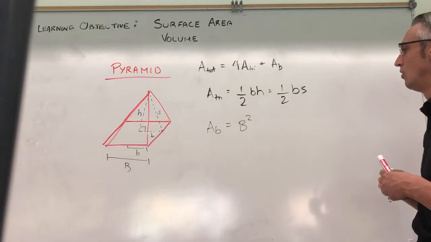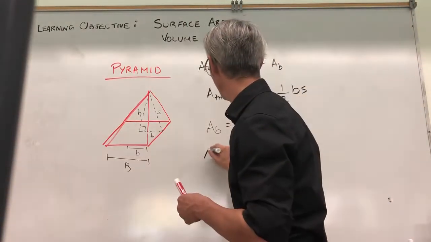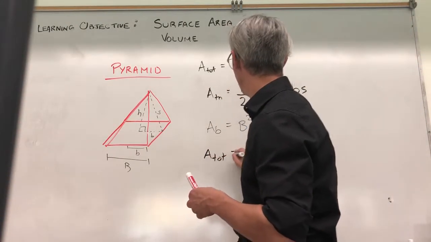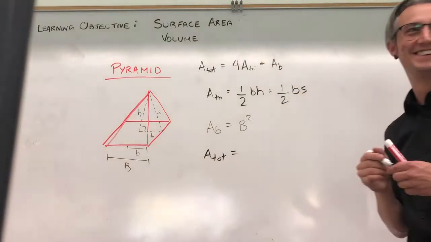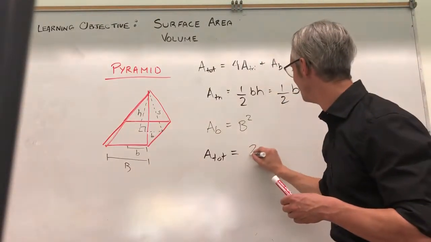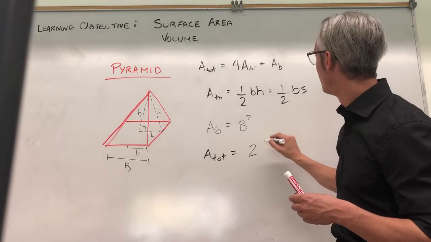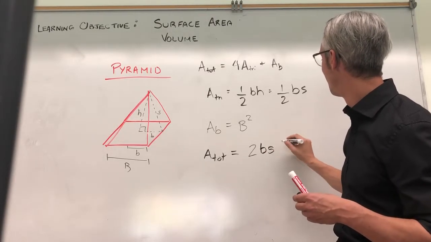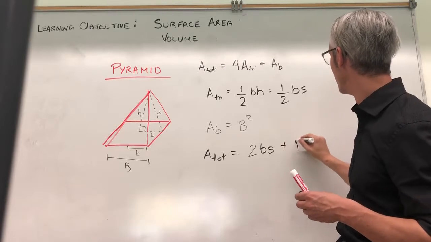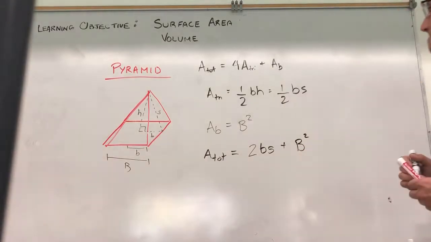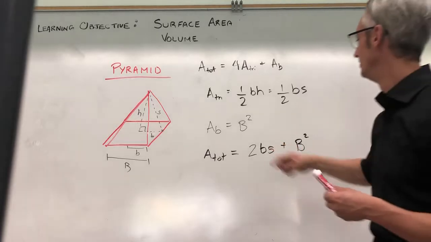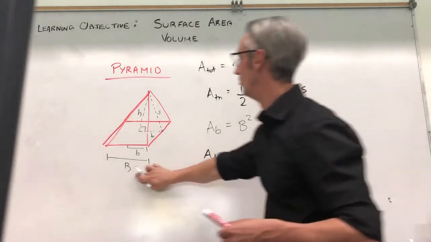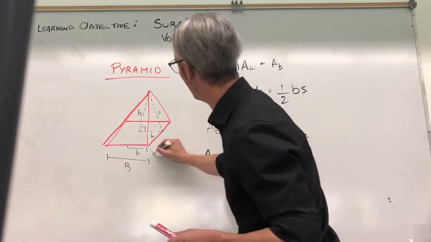So in our formulas, the total area is 2bs plus b squared. But actually it's going to be capital B, because we're talking about the whole base there. We need this whole base here.